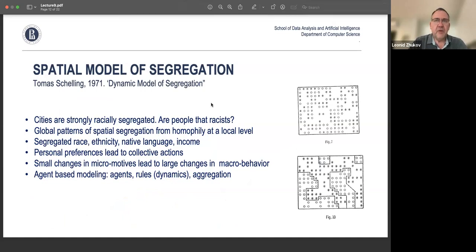And what he showed is that small particular preferences of each person can lead to very synchronous collective actions. Sort of, micro motives will change macroscopic behavior. So small changes in the behavior of each agent can actually affect significantly the behavior of the entire system.